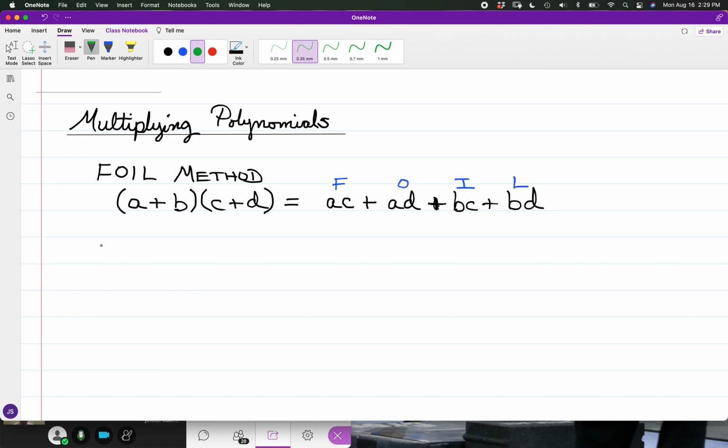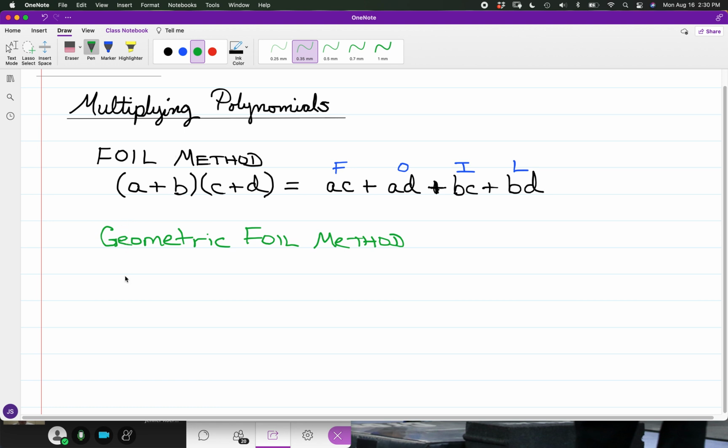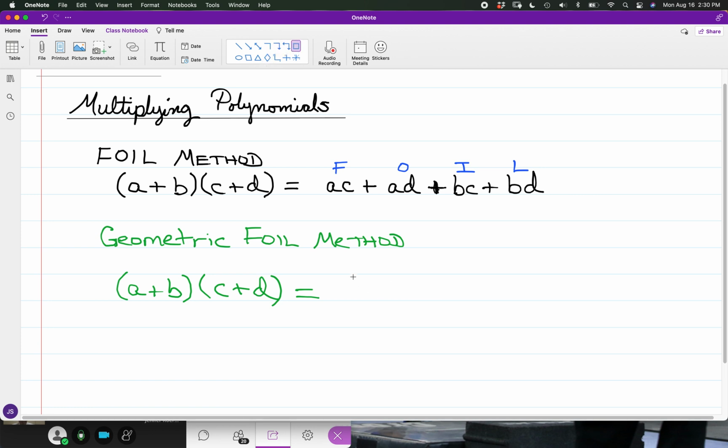And there's also another approach. You may have seen this, and you might have used it more commonly. This is what's also referred to as the geometric FOIL method, and some refer to this as the box method. With the geometric FOIL method, say we have the same set of terms. Again, we can set up a bit of a 2x2 matrix.